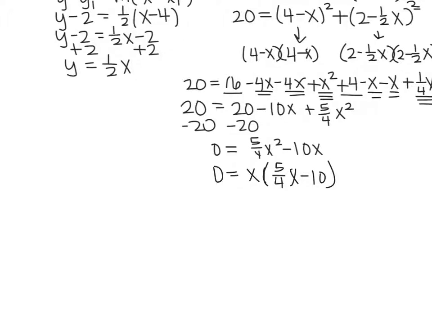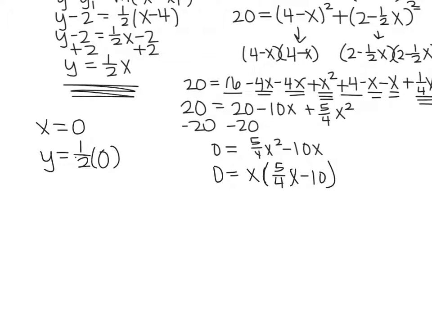So I'm going to take anything that contains x and set it equal to 0. So my first possibility is that x equals 0, in which case the y-coordinate of my point M, if we go back to the equation of our line here, is found by doing 1/2 times x. So 1/2 times 0, which gives us a y-coordinate of 0. So one placement of point M is that it is at the point 0, 0.